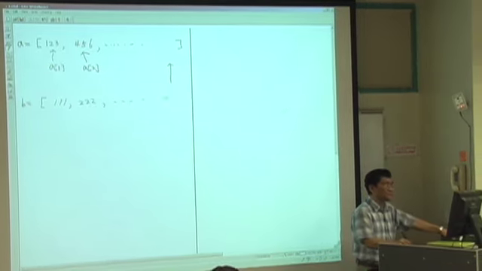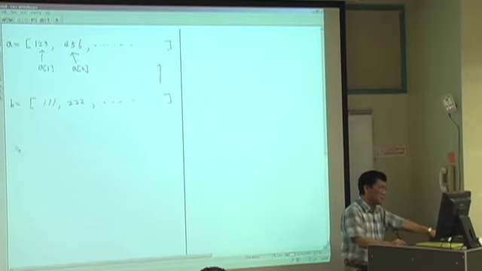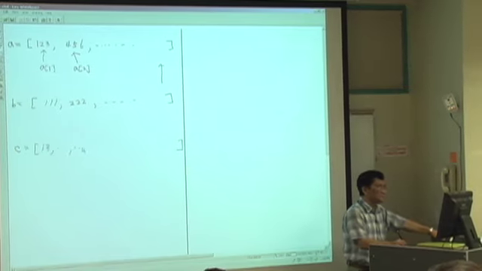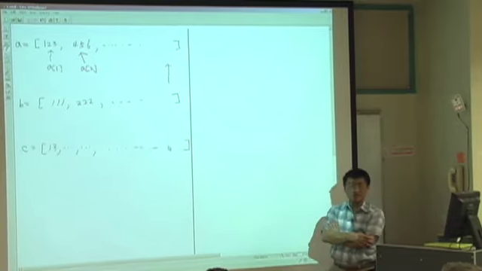Then we can multiply A and B to create C. And then C may look like this. So this is the task.